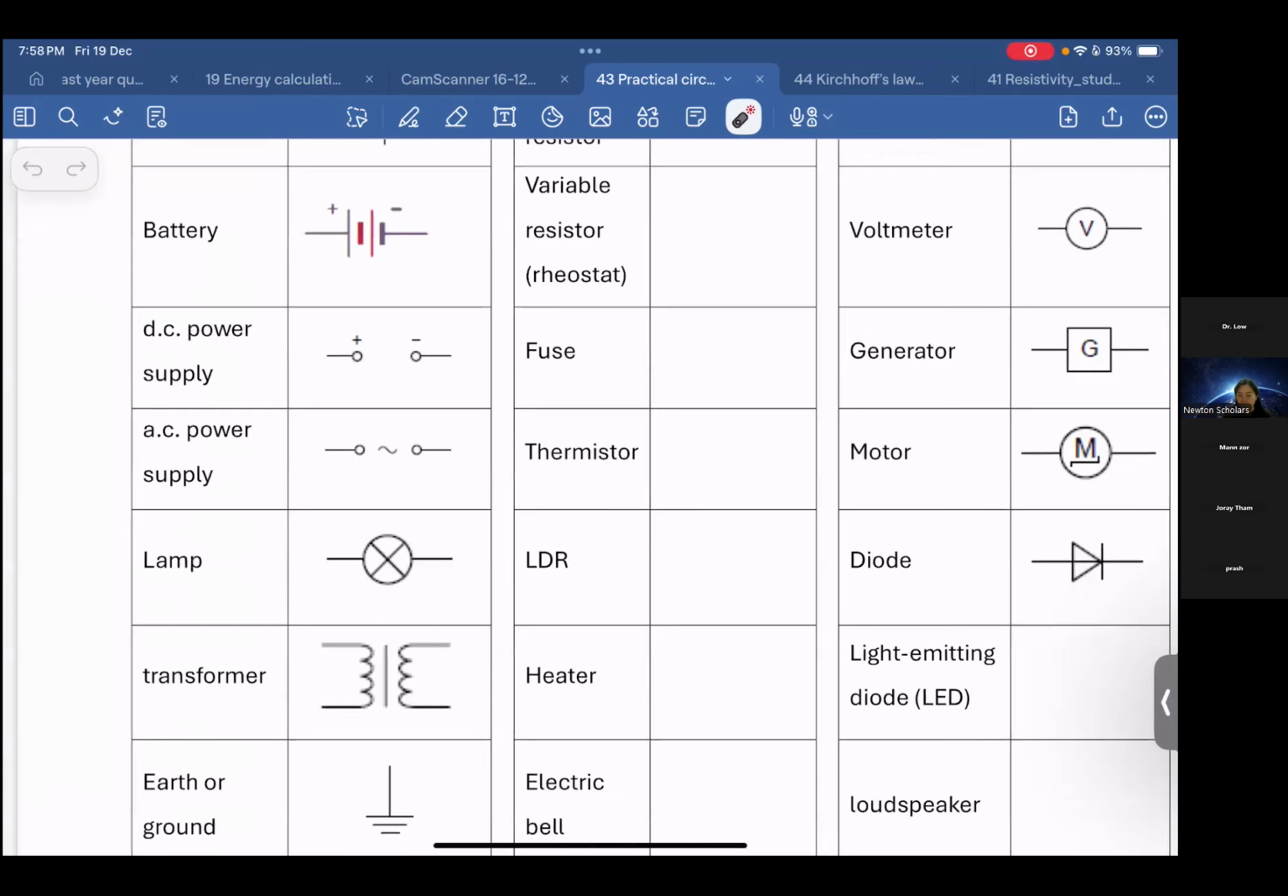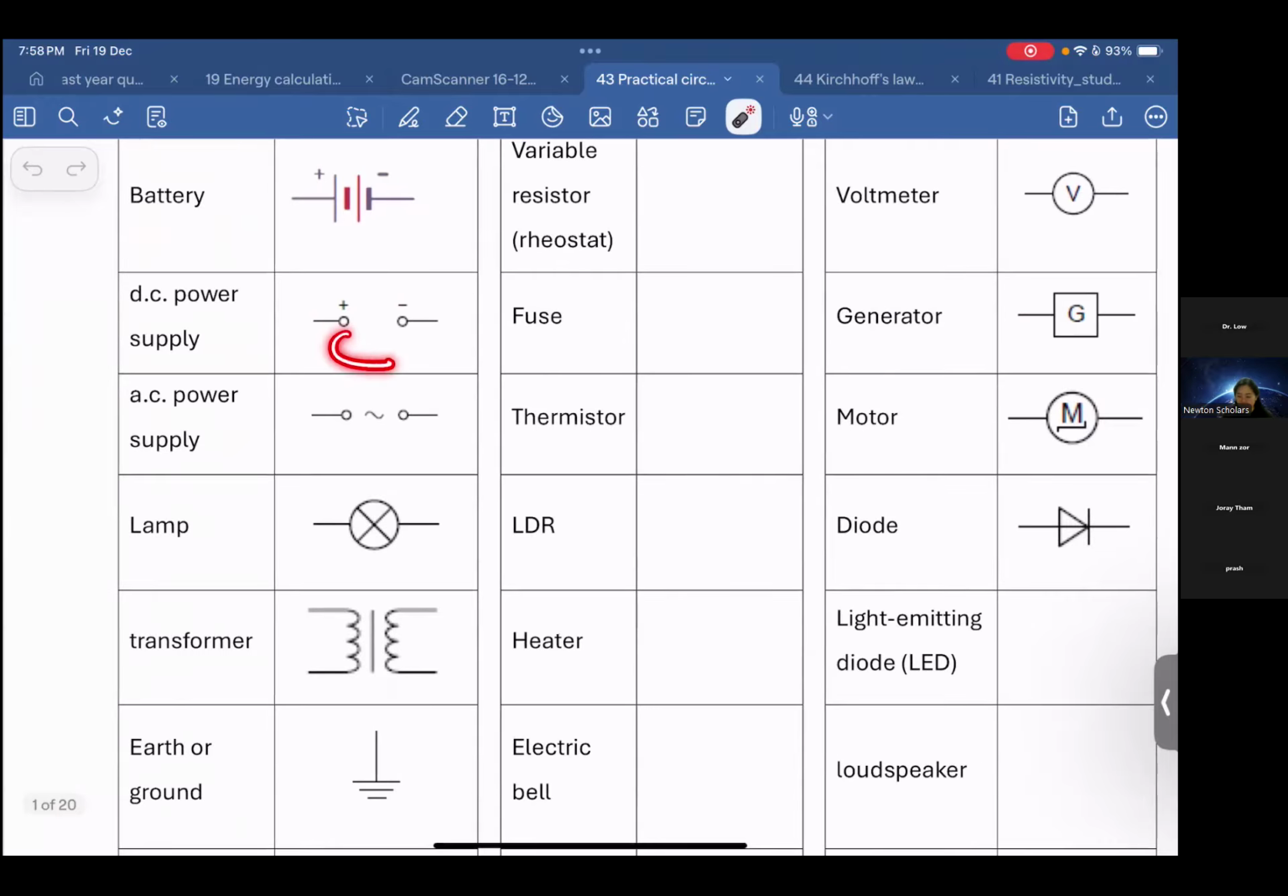DC power supply means that current can only flow in one direction, so it's always from positive going out and then going back to negative. AC is this one. In year 10 and year 11, we learned about the AC generator. In an AC generator, the current direction keeps on changing. That's why it has a symbol like this. Actually, it comes from the graph that we plot from the AC generator. So from here, we plot the graph, and we use the graph as our symbol for the AC power supply.